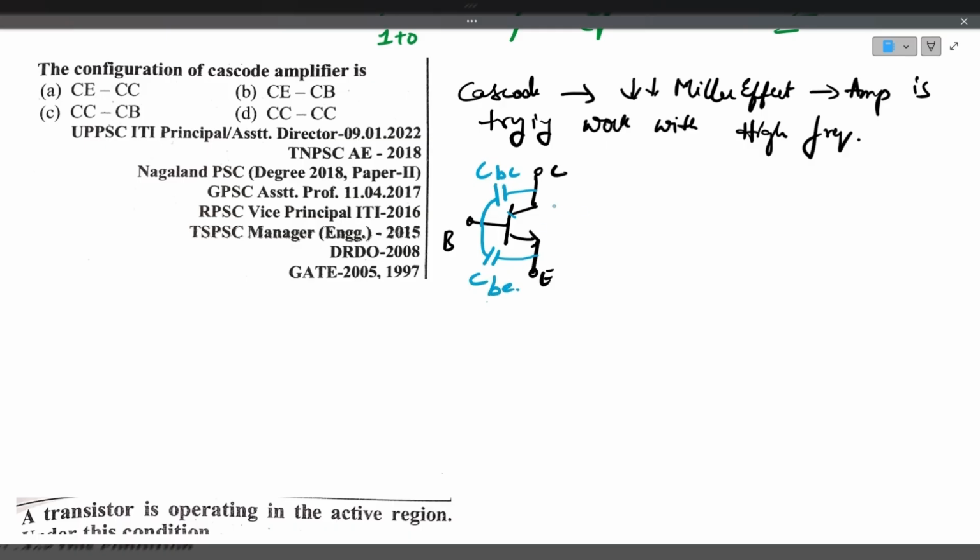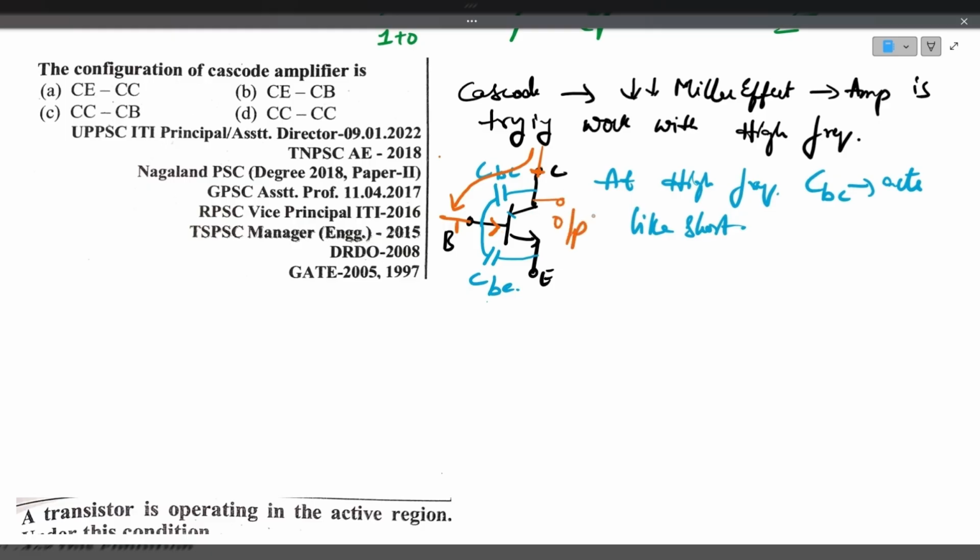So these junction capacitances play an important role when the input of the transistor is at a higher frequency. At high frequencies, the capacitor CBC acts like a short circuit, and this is the reason for the leakage current. Due to this, there will be a leakage of current from the output collector terminal to the input base terminal, because of which the overall input current fed to the base of the transistor will reduce drastically. Because of this, the output voltage will fall down.